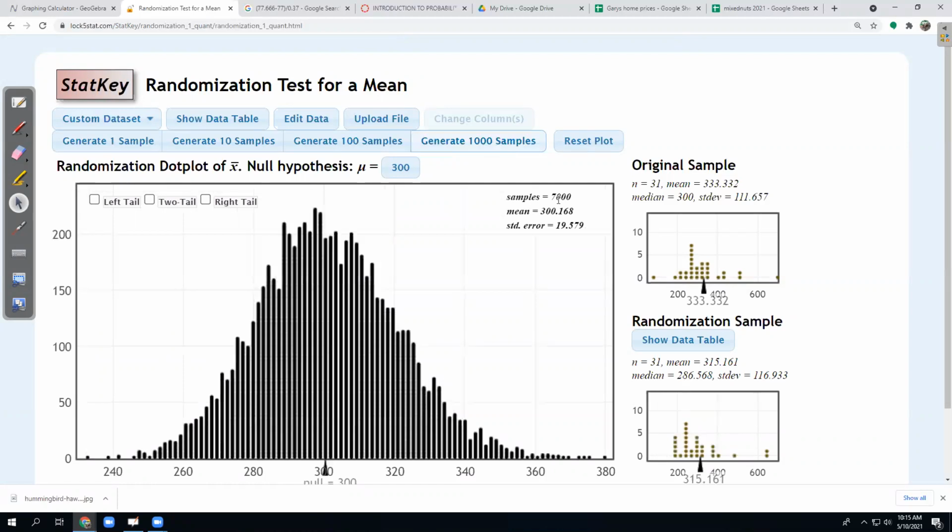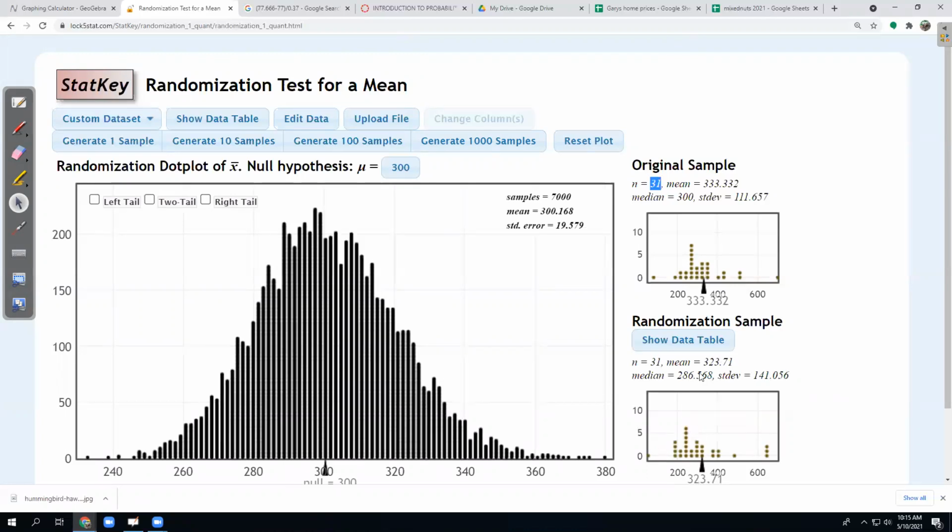So what did I just do here? Well, my sample size is 31. I just ran 7,000 new samples, all of size 31, and had Stackkey record their means. So every time I move my cursor around here, it touches a new sample. The sample data is displayed over here. So I have 7,000 samples here, and I've plotted, or Stackkey plotted, the mean of each sample. The actual data set is listed to the right.